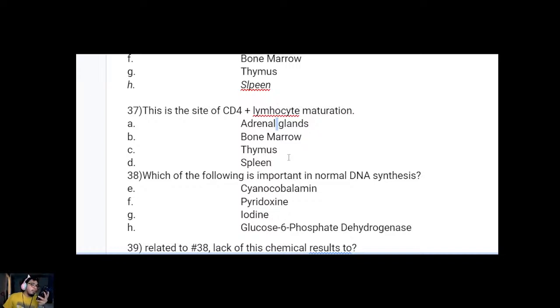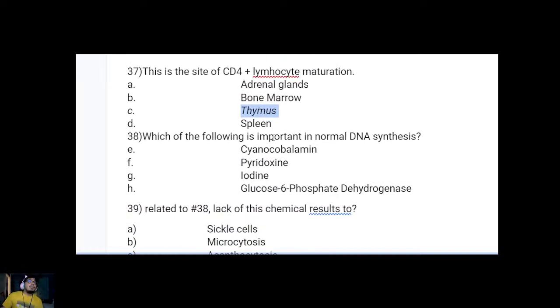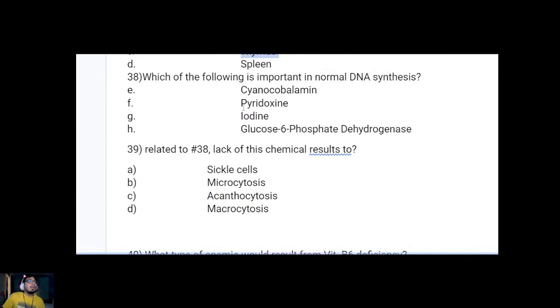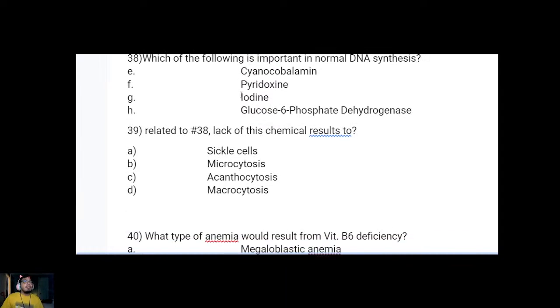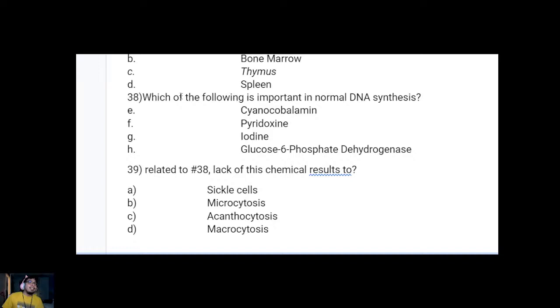Medyo nagkakagulo yung mga tao dito. Sino yung sumagot ng adrenal gland? Yung nag-iisang sumagot ng adrenal gland, sasakalin ko, kulamin ko yon. Okay? CD4 positive lymphocytes are helper T cells. They are found in the thymus. Inechos ko lang kayo ng CD4 positive. Kayo naman. Helper T cells yun.